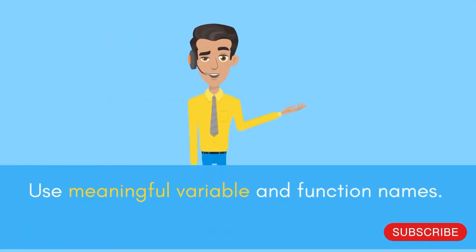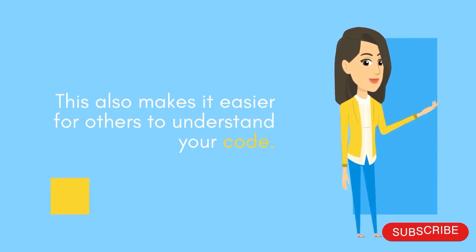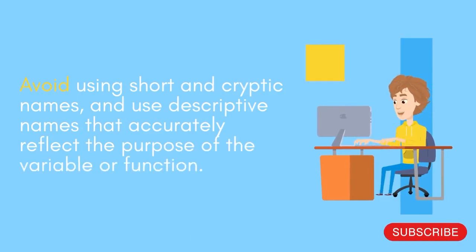Use meaningful variable and function names. This also makes it easier for others to understand your code. Avoid using short and cryptic names, and use descriptive names that accurately reflect the purpose of the variable or function.